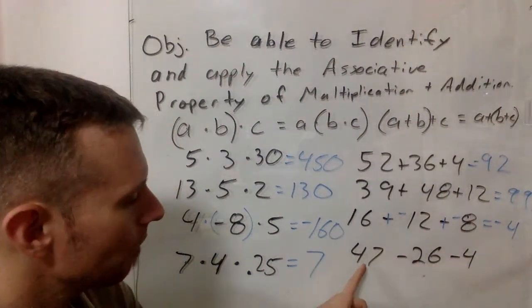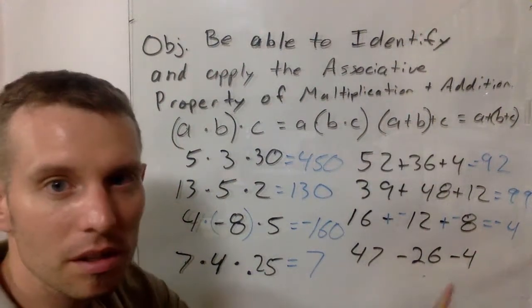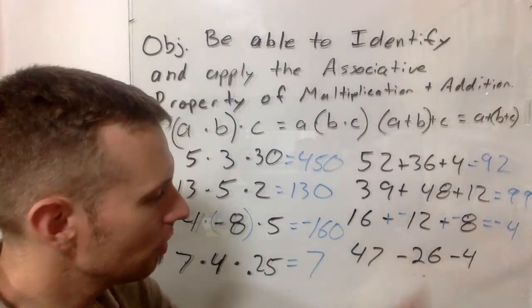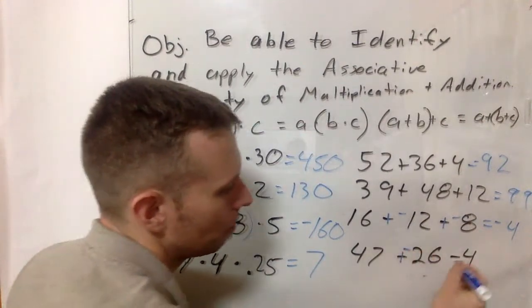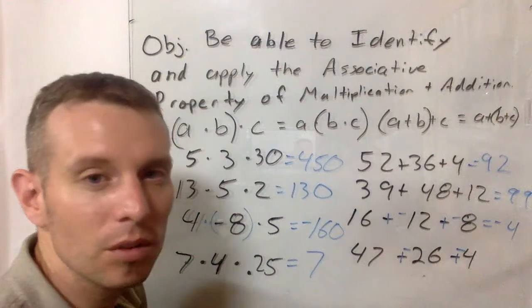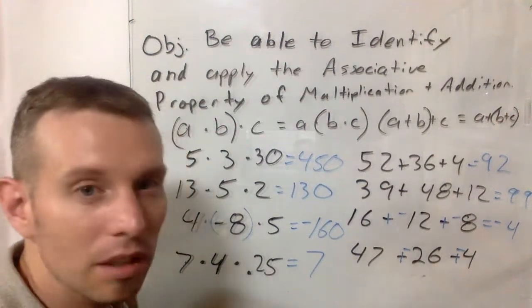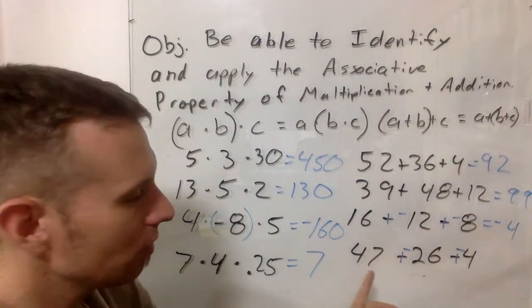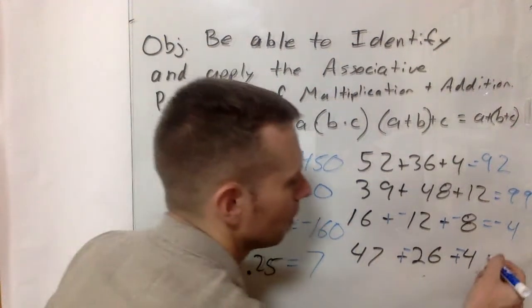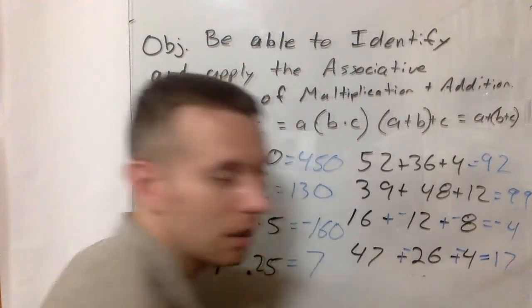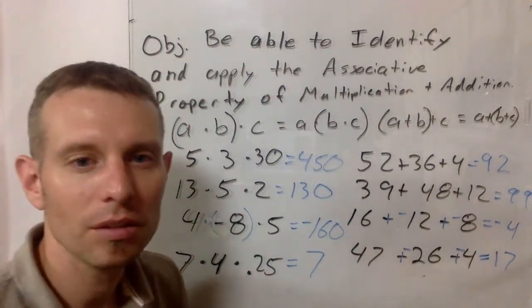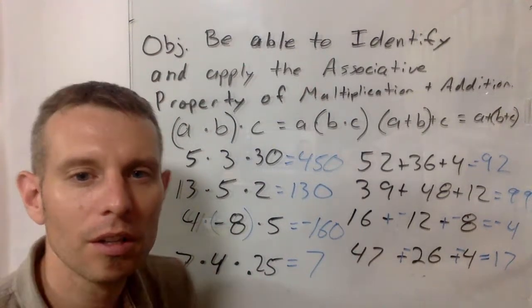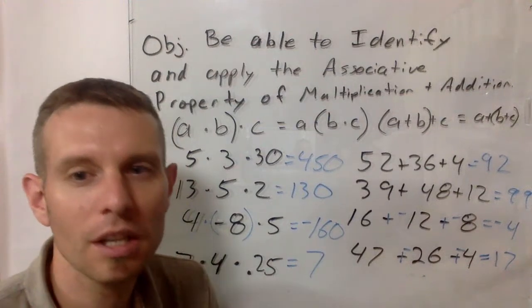Last but not least, we have 47 minus 26 minus 4. Let's do add the opposite. Negative 26 plus negative 4 gives us negative 30. 47 plus negative 30 gives us 17. Okay, so there's the associative property of multiplication and addition.